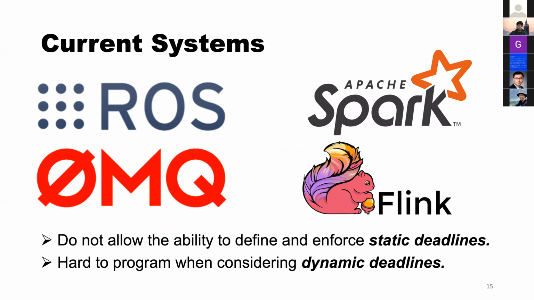However, the current generation of systems underpinning autonomous vehicles, such as ROS and ZeroMQ, and general purpose data flow systems, such as Spark and Flink, fail to meet these requirements since they do not allow developers to define and enforce even static deadlines. While developers can write ad hoc code that utilizes frequency timers to ensure that static deadlines are met, this task becomes complicated when the application requires the ability to dynamically change the deadline and to be able to enforce it across various components.